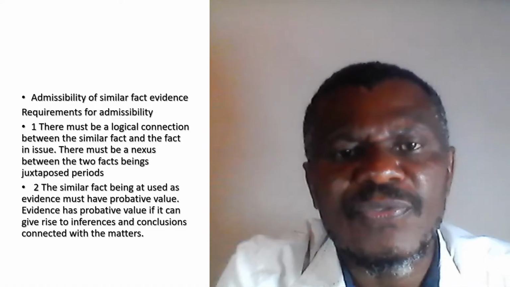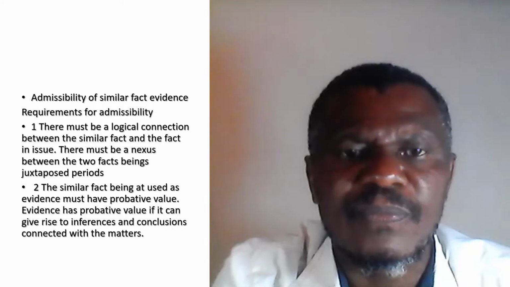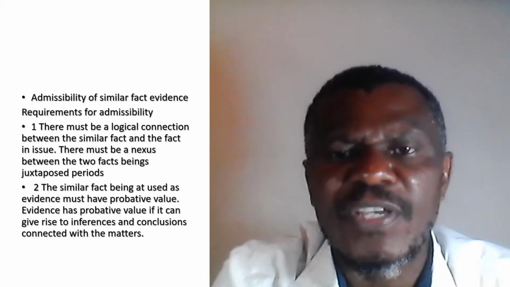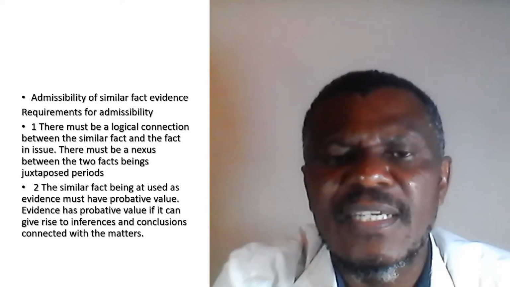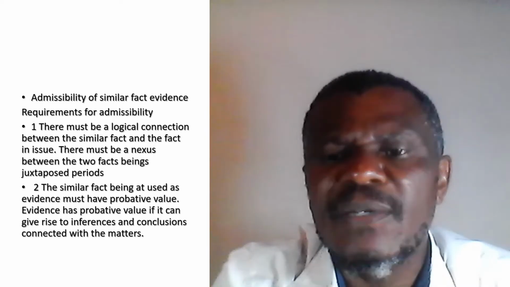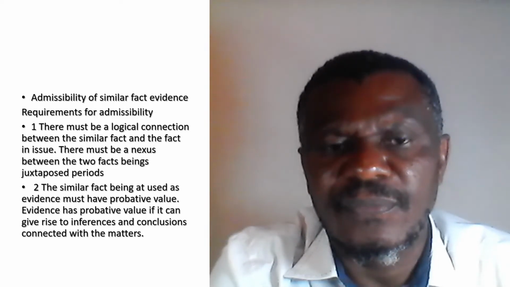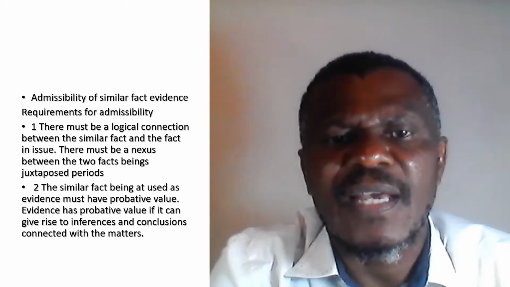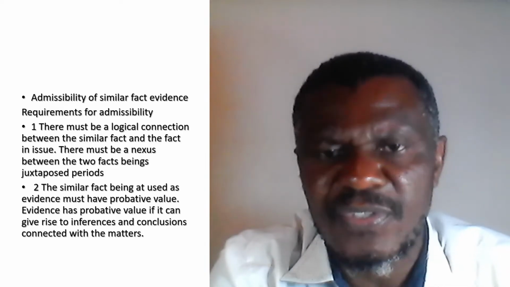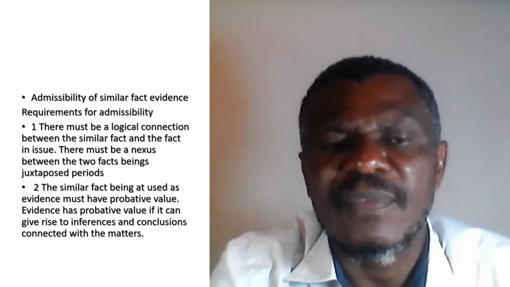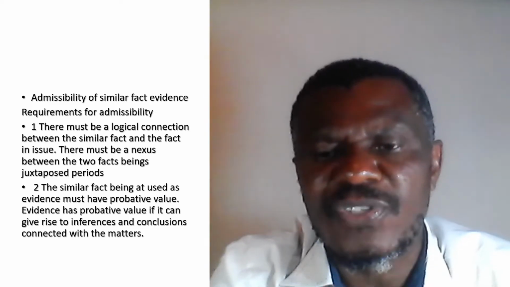So, looking at the admissibility of similar fact evidence, the requirements are as follows. There must be a logical connection between the similar fact and the fact in issue. In other words, there must be a nexus between the two facts being juxtaposed. The similar fact being used as evidence must have probative value. In other words, it must be of sufficient value to assist or enable the court to draw logical inferences upon which a verdict may be reached. So the two requirements are the nexus, or the connection between the similar fact and the issues before the court, as well as the probative value, to say if such evidence is admissible, will it assist the court?